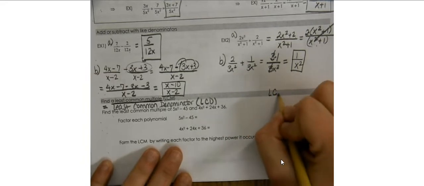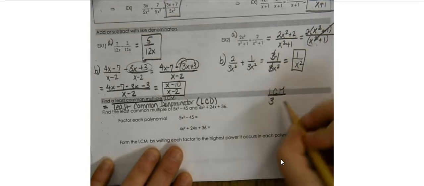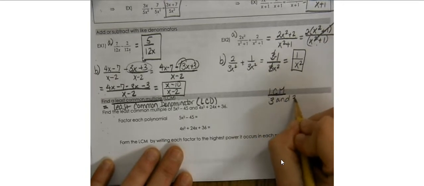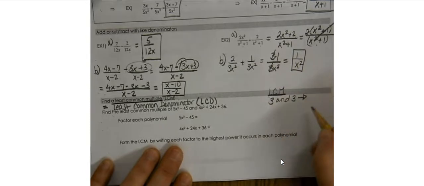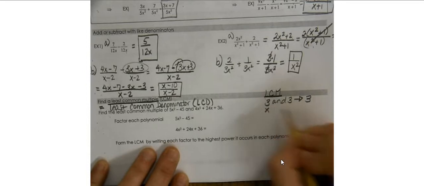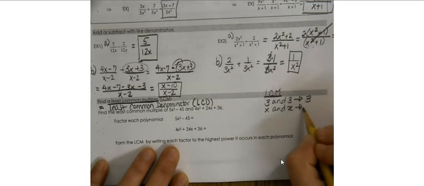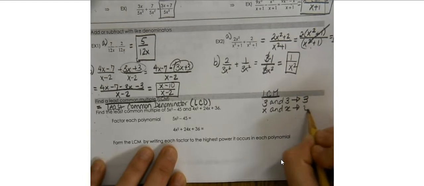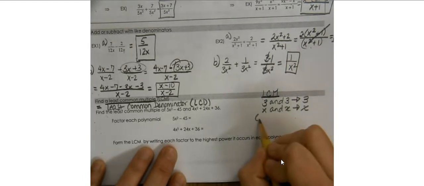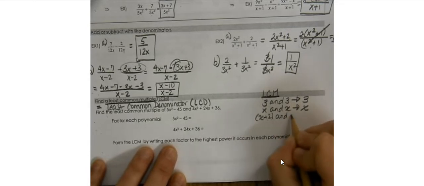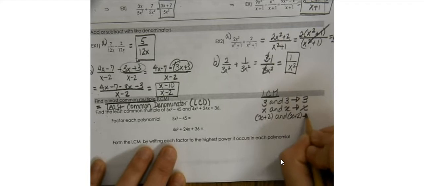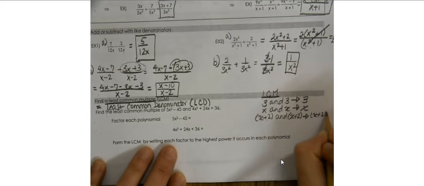So let's say that you have a fraction that has a denominator of 3 and another one that has a denominator of 3. That means that your least common multiple is going to be 3. Or let's say that you have a denominator of x and the other one has a denominator of x. Your least common multiple or your least common denominator would be x. Or let's say that you have an x plus 2 and an x plus 2. Your least common multiple is going to be x plus 2.